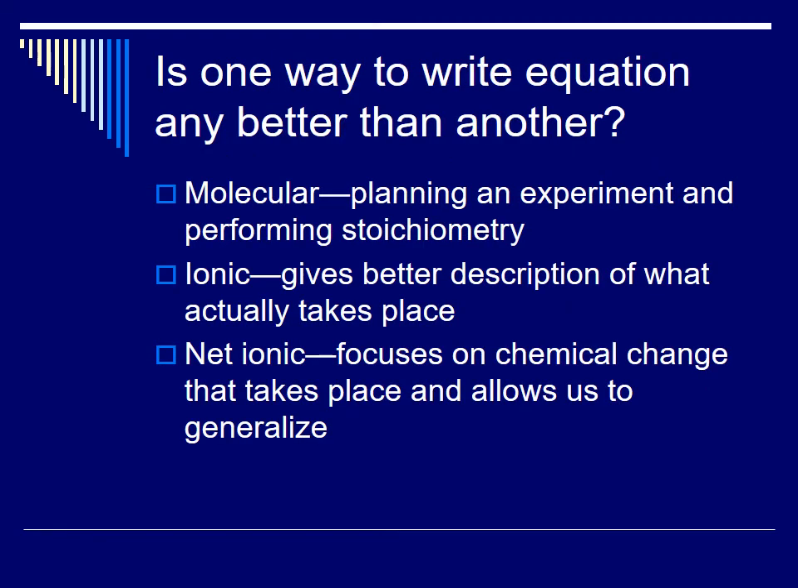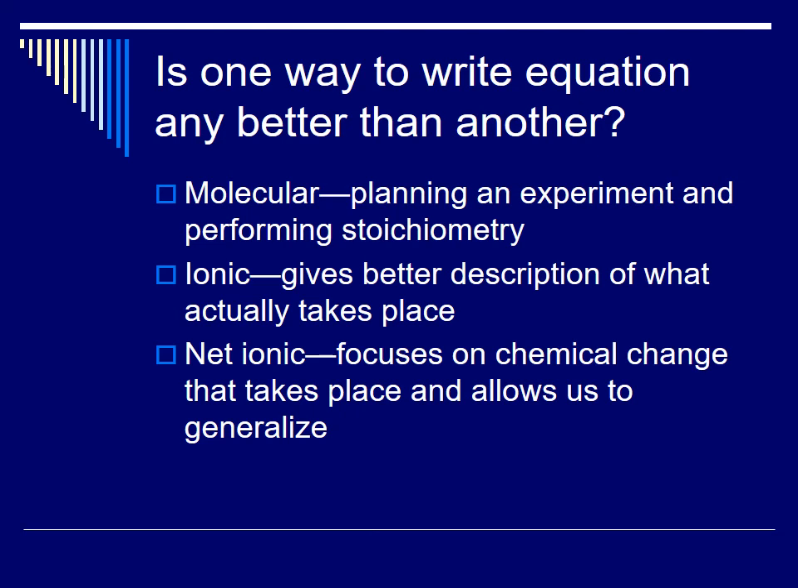So how do we know which way we're supposed to write the equations? Is any of them actually better than anything else? Well, each way that we've written that equation, the molecular, the ionic, and the net ionic, they each have their own purpose. The molecular is great for planning an experiment and performing stoichiometry. It's a lot easier for the stoichiometry if you go back to the molecular. And also, if I'm going to go into the lab and set up this experiment, it makes it a lot easier for me because I know exactly what compounds to grab off of the shelf.